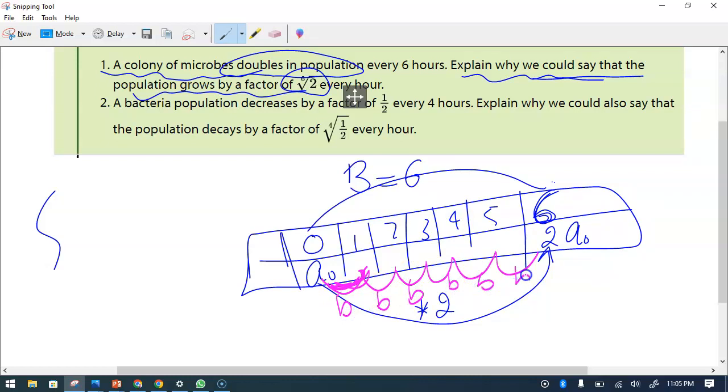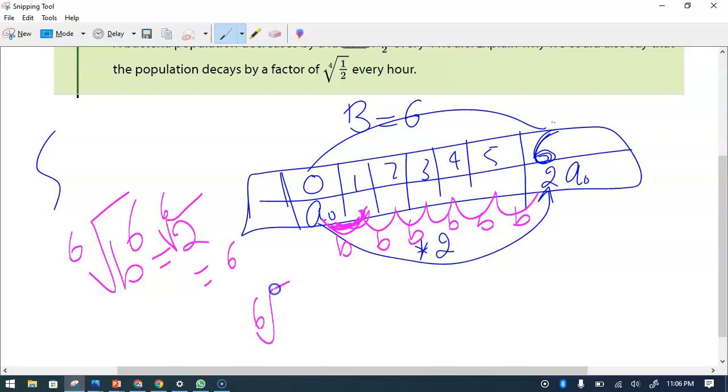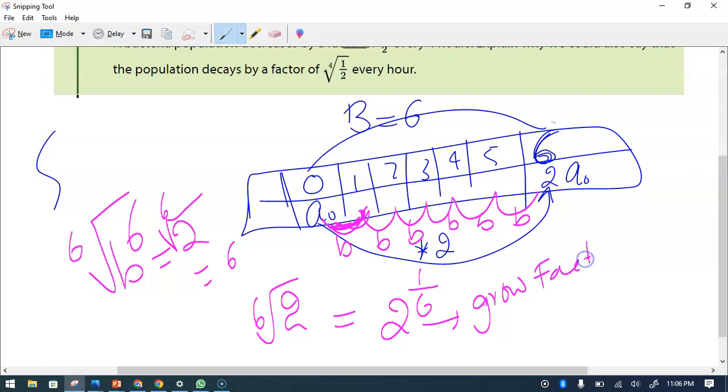So factor B gets multiplied 6 times, so B raised to 6 will give you the 2, the doubling. And naturally by taking the 6th root of both sides, we get the 6th root of 2, which can also be written as 2 raised to 1 over 6. And that's the growth factor for each hour. Okay, so that's all that means. So let's dive directly into the practice problem.